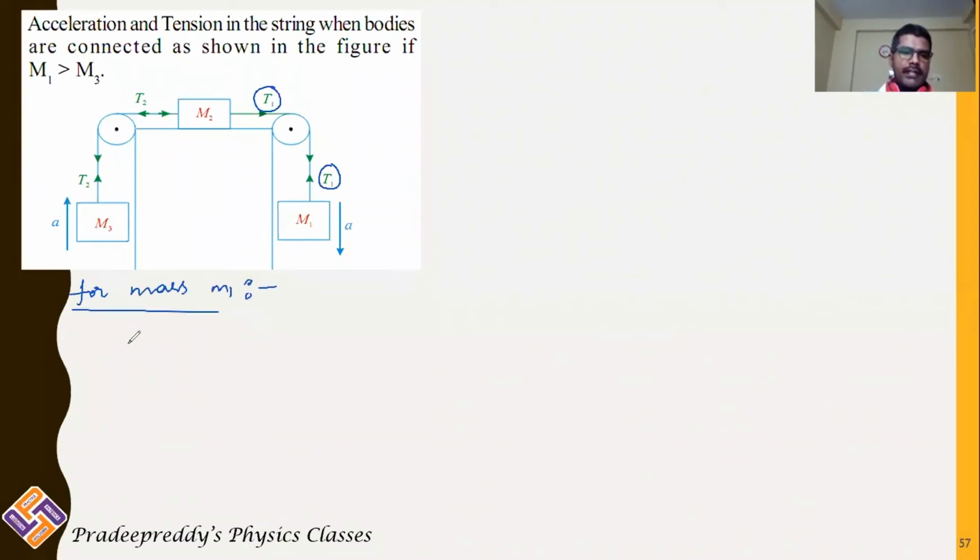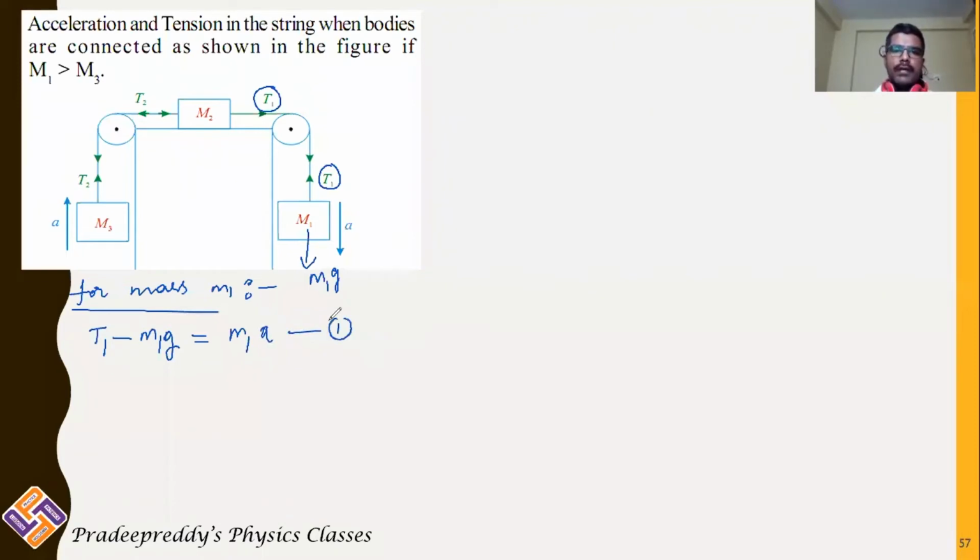For mass m1, you can write the free body diagram. It is m1g, which is acceleration due to gravity in the downward direction. Upward, it is tension T, and overall acceleration is in the downward direction. So taking upward force as positive, it is T1 minus the downward force m1 into g is equal to m1 into a, since this body is moving with some acceleration. This is equation number 1, that is for mass m1.